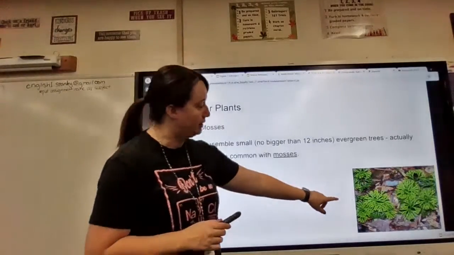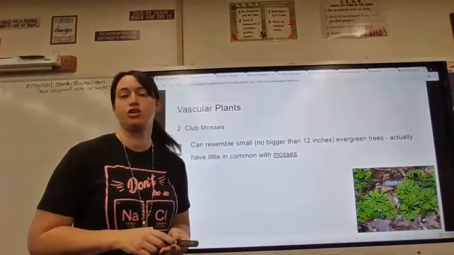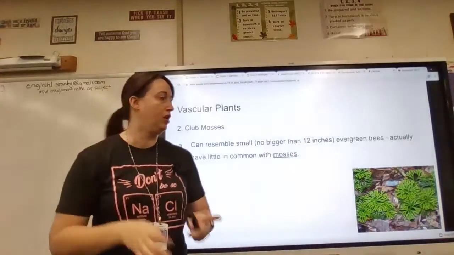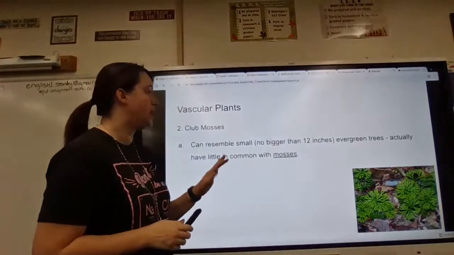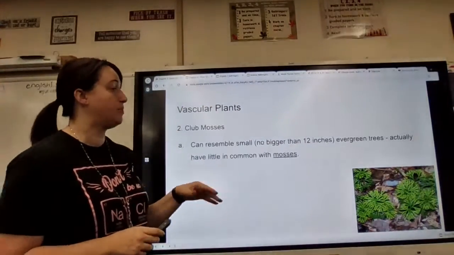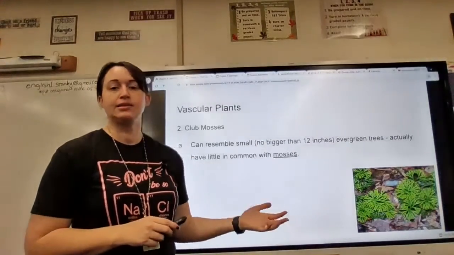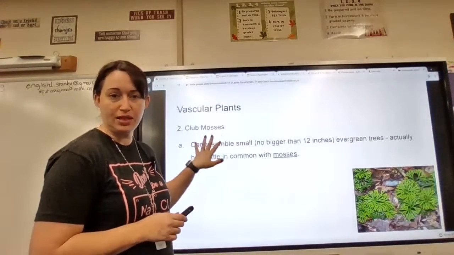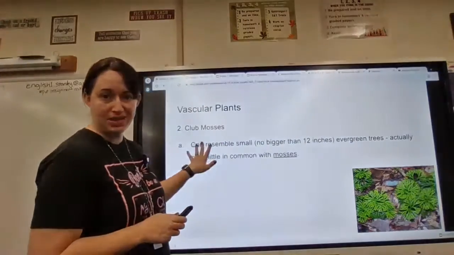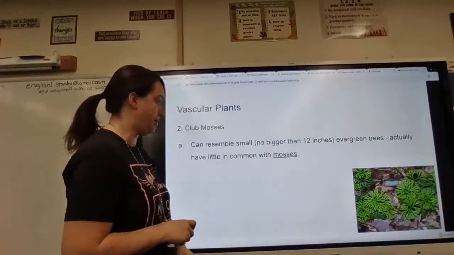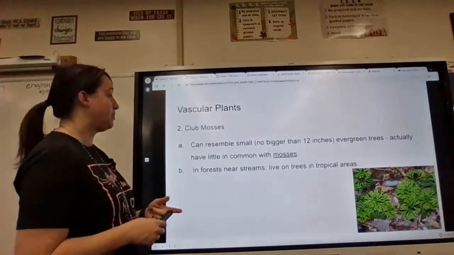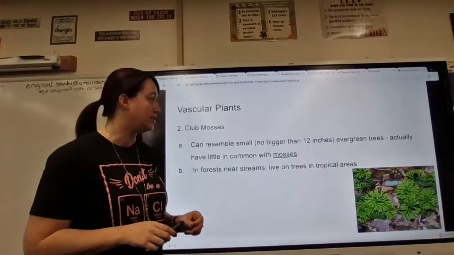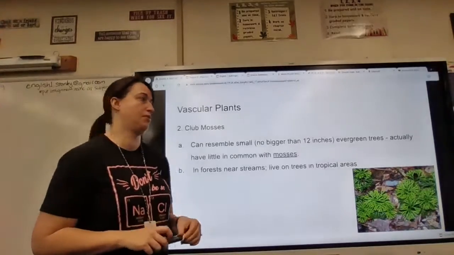They actually look like little bitty tiny evergreen trees. They are not going to be any bigger than a foot tall. But they don't have very much in common with actual moss. This is one of those things where somebody named it because it looks like moss. The name stuck, even though it technically is not a good name. You do find them in forests near streams, and they live on trees in tropical areas.